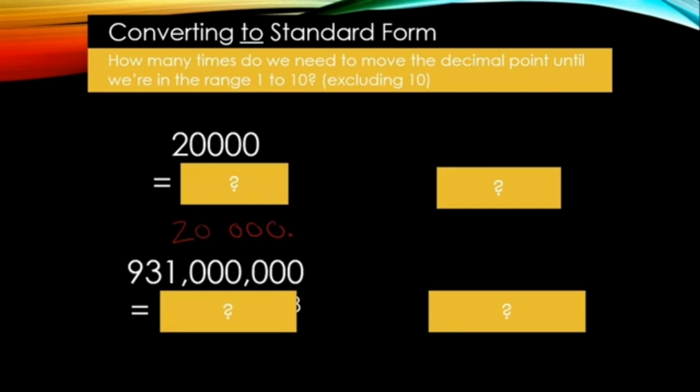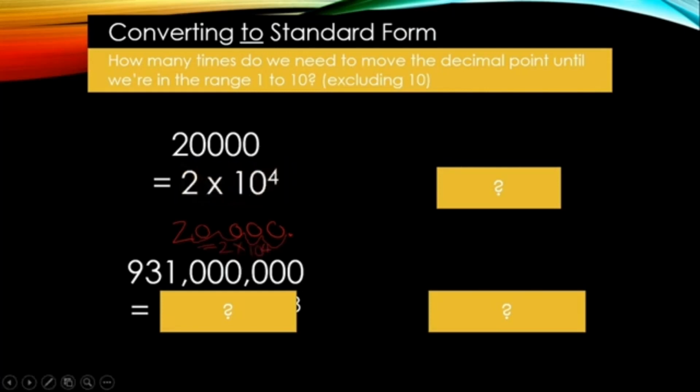So what we need to do here is move our number until we have a 2 here. Let's see how many times we move. 1, 2, 3, 4. So our answer should be 2 times 10 to the power 4. Let's check. Yes, it's 2 times 10 to the power 4.